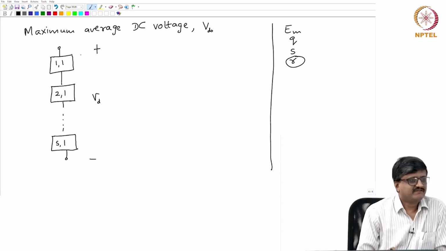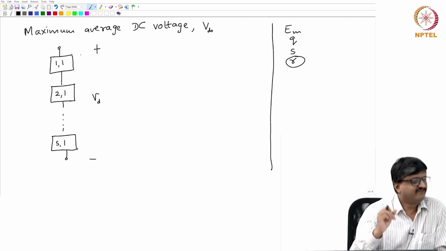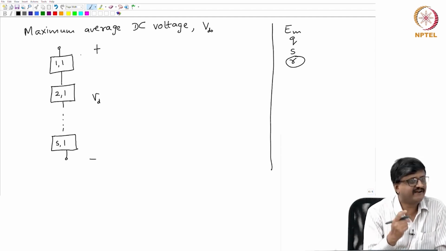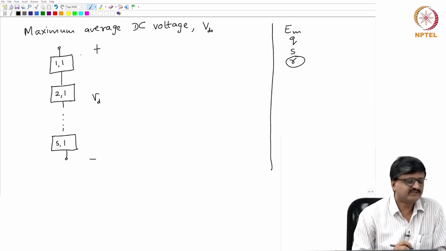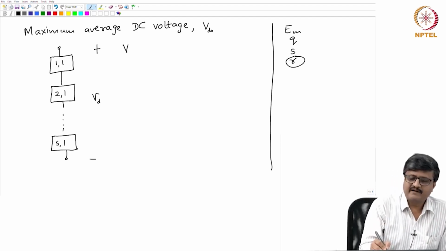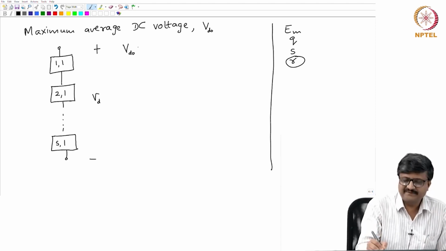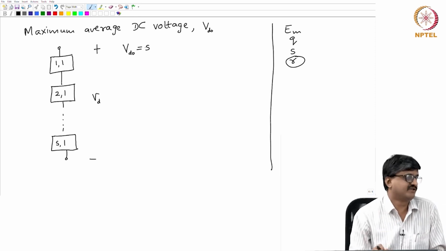So should I find each and every average? There are S number of average values. All averages are the same. So I can find any one average and multiply it by S. So straight away, let me get the expression for VDO. It is S times the average across one basic commutation group.